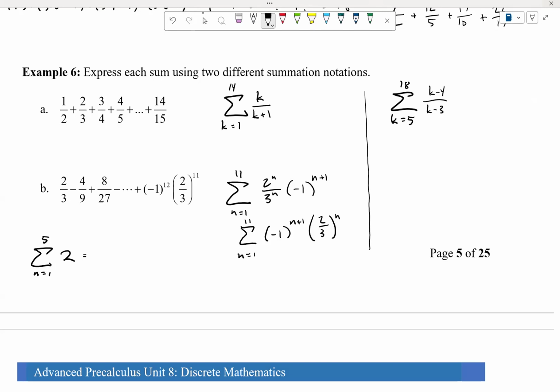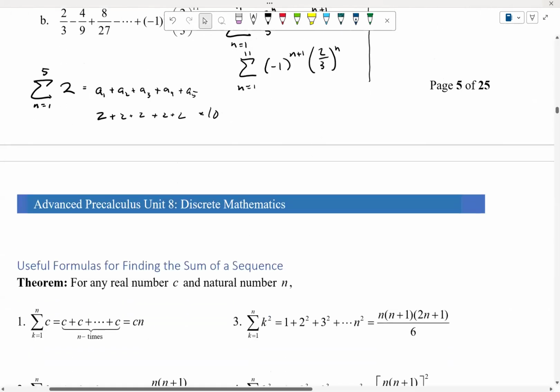How many terms are there? There are 5 terms. Can you show me what the answer is? Did you get it? Yeah. What we're doing is a sub 1 plus a sub 2 plus a sub 3 plus a sub 4 plus a sub 5. That's what it means. And each one of these terms, they're all 2. They're not dependent on n or k or anything. So this is just 2 plus 2 plus 2 plus 2 plus 2, which I think you know is 10.